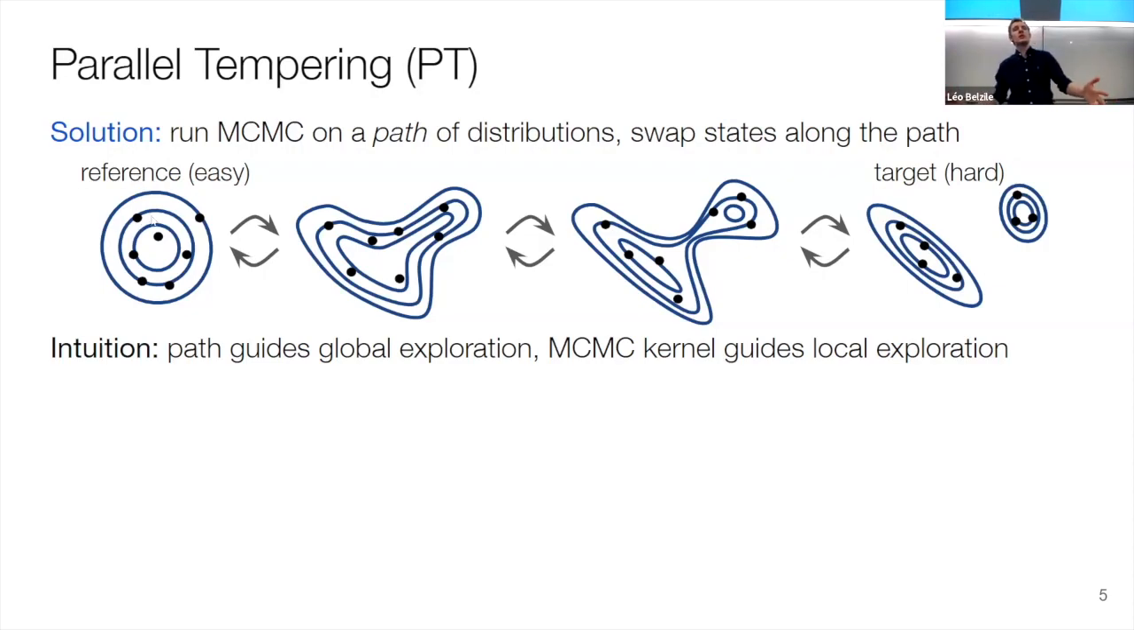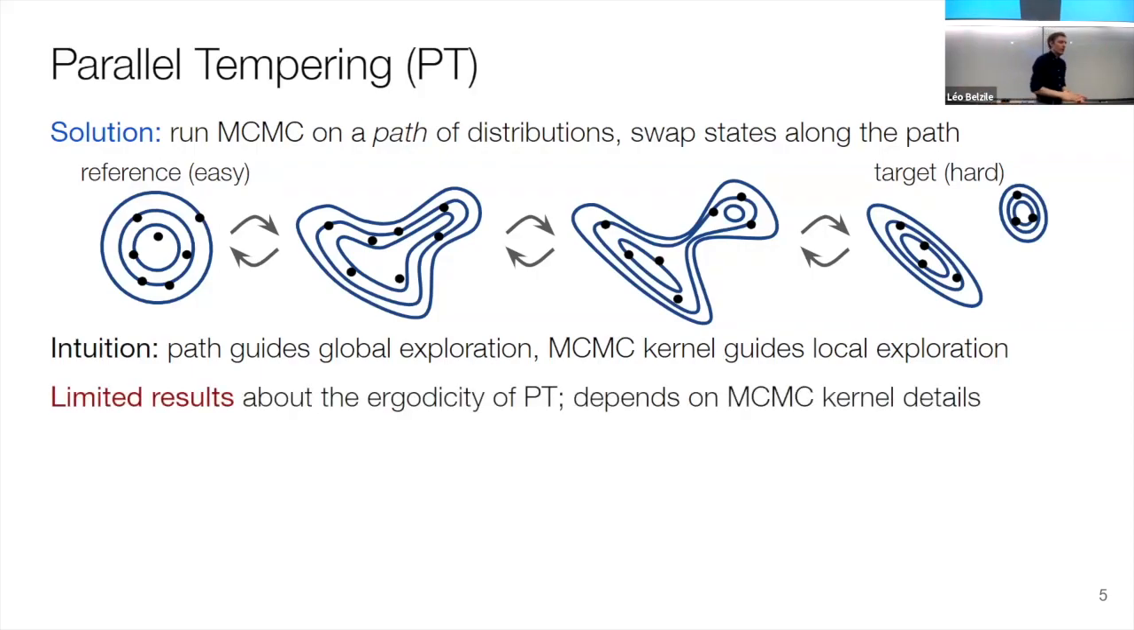So the intuition here is that my Markov chain kernels are responsible for local mixing. My path is what's pushing these draws into difficult to reach regions of mass. Okay, so that's PT in a nutshell. We'll dig into the guts of it a little bit more in a minute.